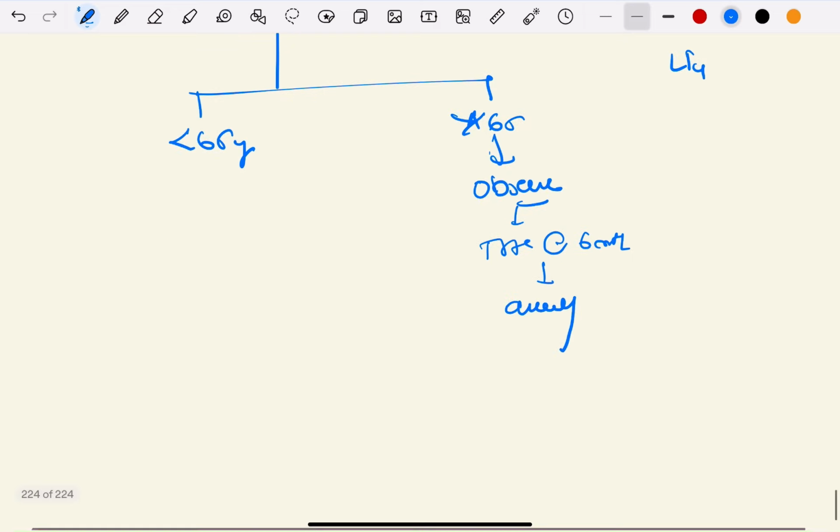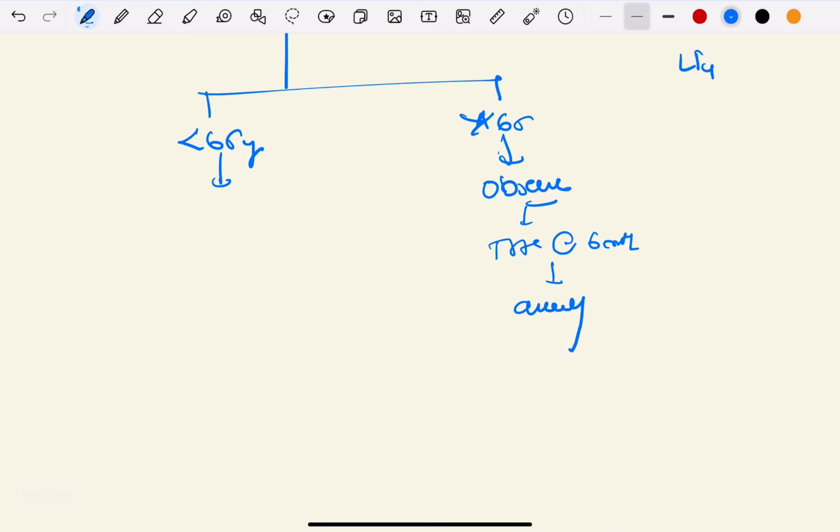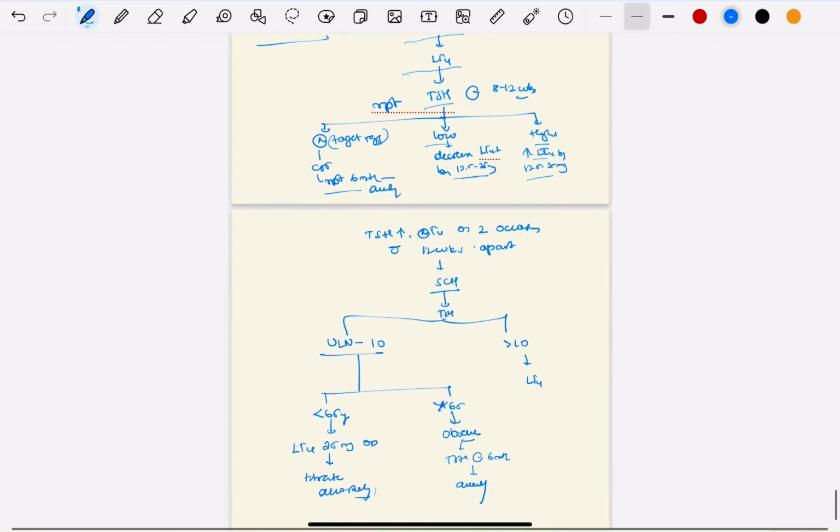If the patient is less than 65 years, what to do? If symptomatic or indications for LT4 are present, at that time you go for LT4 therapy. LT4 therapy, what is the dose? 25 microgram OD before breakfast, then titrate the LT4 dose after repeating the TSH, titrate accordingly. Okay, so this is about the identification, the causes, and what are the indications of LT4 in the management of subclinical hypothyroidism, and how to monitor, and the flow chart.